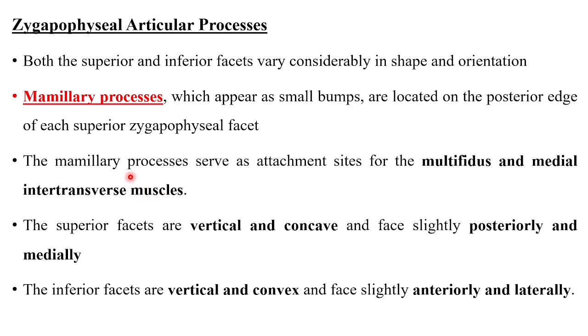The main function of this mammillary process is the attachment of muscles such as the multifidus and medial intertransverse muscles. The superior facets are vertical and concave and face slightly posteriorly and medially. The inferior facets are also vertical in alignment and they are convex. So the superior facets are concave and the inferior facets are convex, and the inferior facets are slightly facing anterolaterally. So the superior facets face posteromedially and the inferior facets face anterolaterally for proper articulation.